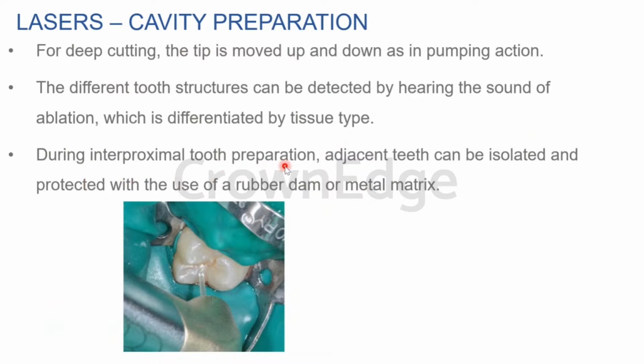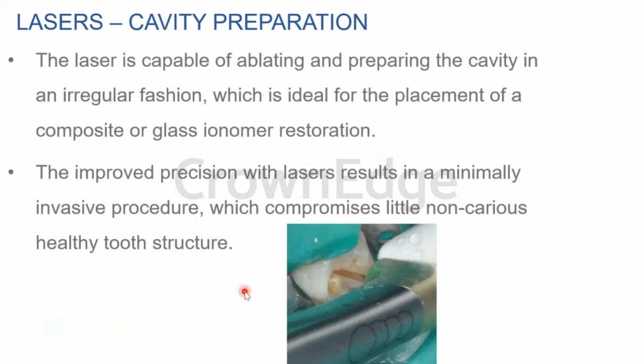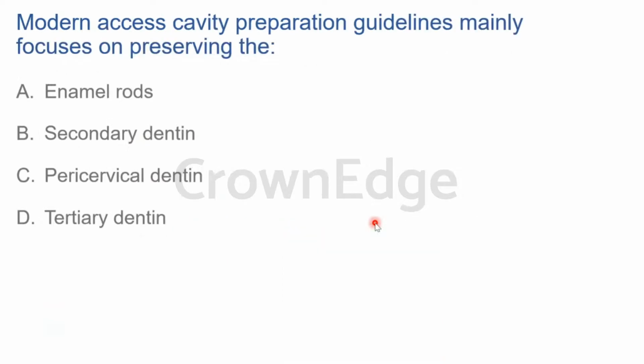During interproximal tooth preparation, adjacent teeth can be isolated, so you can use these on class 2 cavities as well. The laser is capable of ablating and preparing the cavity in an irregular fashion, which is ideal for the placement of composite or glass ionomer. It is a minimally invasive procedure, and there's hardly any decay left behind.